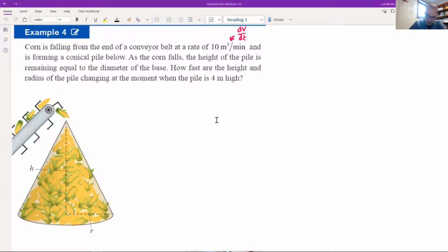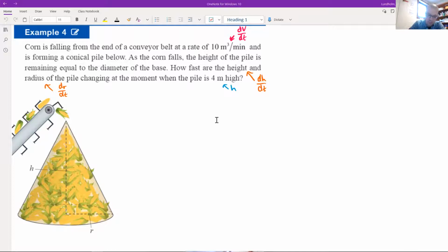All right, well, this we could label as dh/dt, how fast the height's changing. The radius changing would be dr/dt. And at the moment when the pile is 4 meters high, so, okay, 4 is height. So, I don't know, we can just write h there. All right, so we've got some good things there. We need some kind of formula that relates the volume and height and radius of a cone.